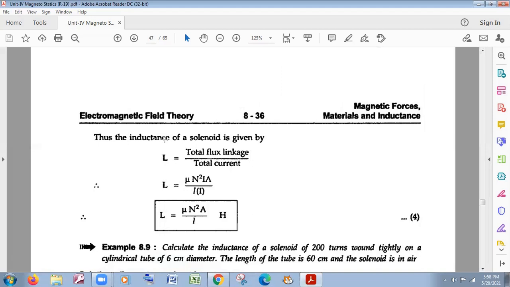This is for the solenoid, my students. For the solenoid, L is equal to total flux linkage by the total current. Total current is I, and total flux linkage we got as mu N square I A by l. I gets cancelled, so L is equal to mu N square A by l, where N is the number of turns and A is the area of the solenoid. The solenoid looks like this, with the length l.